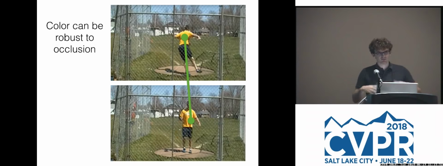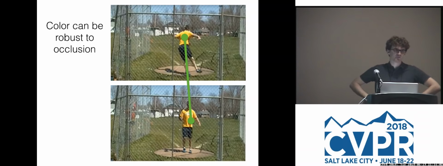But color is generally robust to occlusion, especially self-occlusion. And so this is a strength of using colorization as a signal for learning to track: we can be robust to these fairly complex transformations.